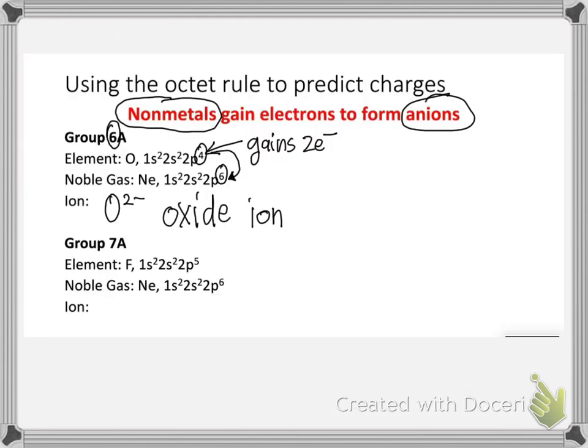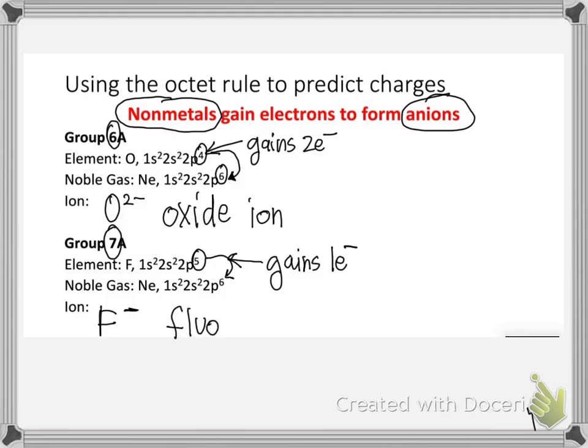Let's look at one more, which is in the halogens, group 7A. I chose fluorine. So again, looking at fluorine's electron configuration, it has 7 valence electrons. It would need 1 more to be like neon. So that's what it does. It gains 1 electron, and so it becomes an F negative ion, which is called fluoride ion.